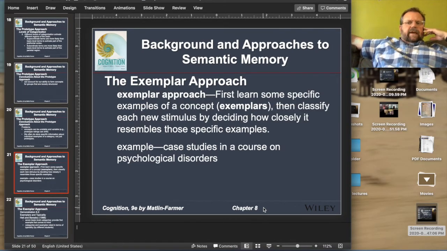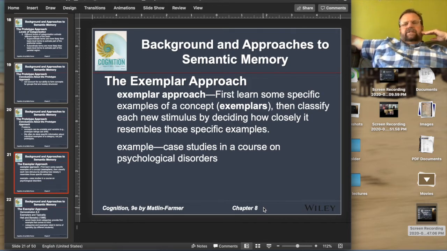The second example of general knowledge structures that we're going to look at is known as the exemplar approach. The exemplar approach is different from the prototype approach in that it assumes that we first learn some specific examples of a concept, and those specific examples function as an exemplar. And then we classify each new stimulus or each new thing that we see by deciding on how closely it resembles those specific examples.